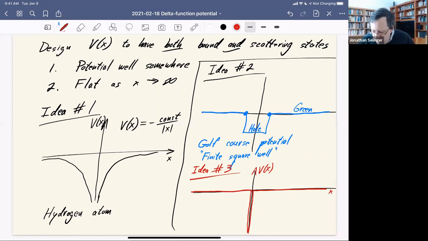Okay, so this is my v of x as a function of x. So the notion is that this is just like the golf course potential, but I'm going to take the limit as it's extremely narrow and extremely deep, okay, with the product of the width times the depth being constant. So this then is just like the Dirac delta function that we were talking about on Tuesday. Okay? This is the delta function potential.